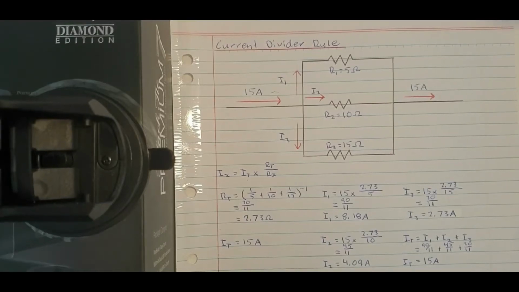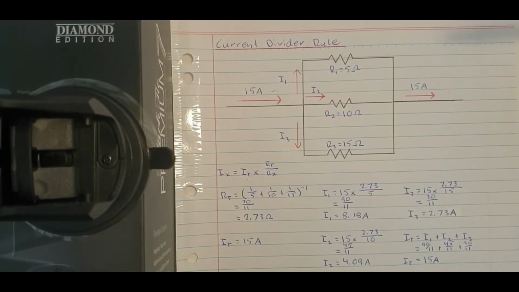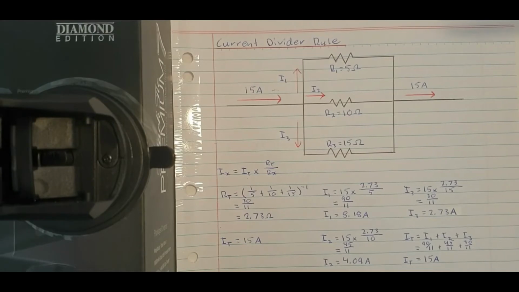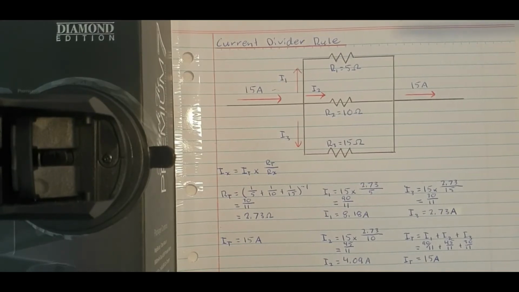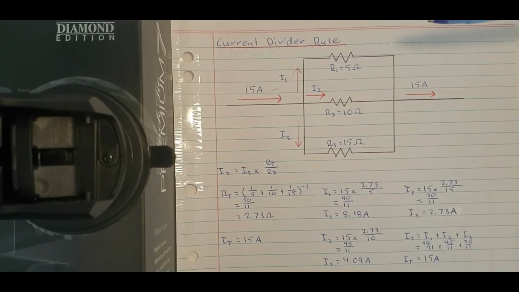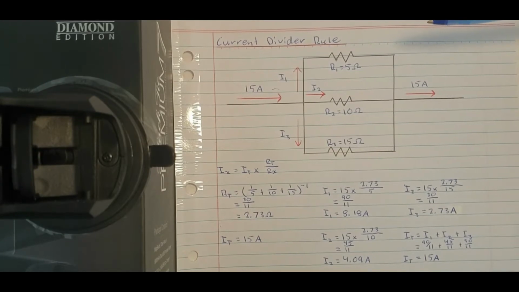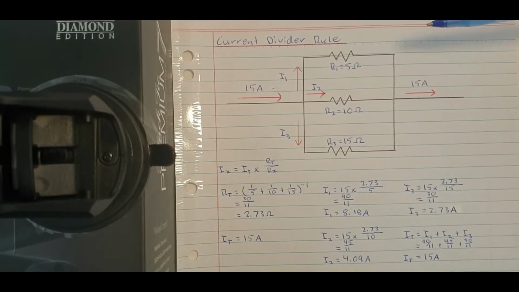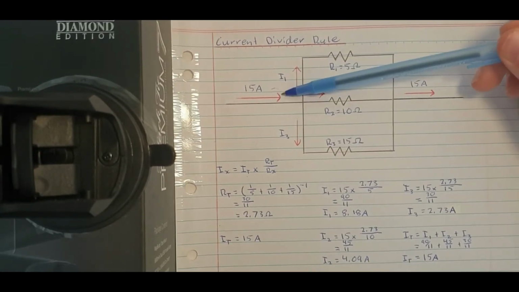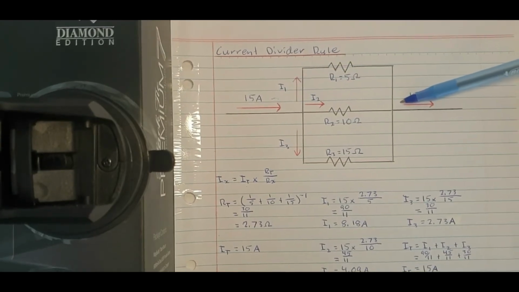Hello, this video should help demonstrate the current divider rule. Following from Kirchhoff's current law, which states that the algebraic sum of currents entering and leaving a junction must equal 0, we can utilize this law to produce the current divider rule. Since the current in must equal the current out, the branches of a parallel circuit must split the source current in relation to their separate resistances.